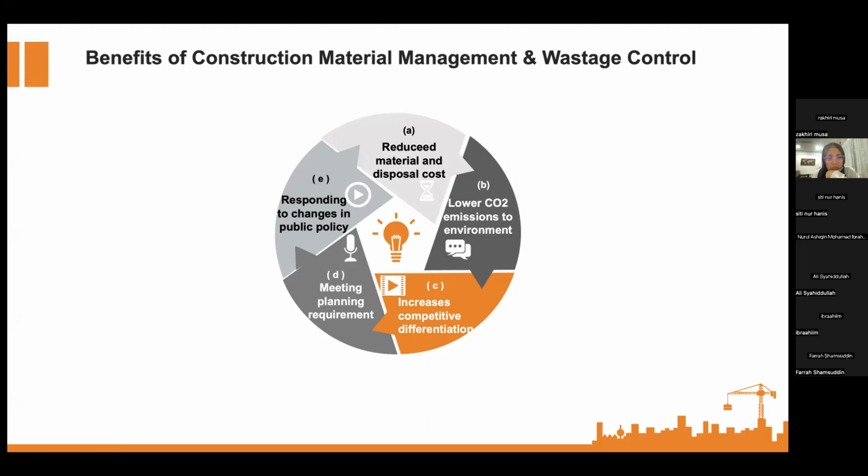the disposal. The second one is lower the CO2 emission to the environment, and it will save the environment and prevent global warming. And also avoid combustion on incineration and open burning.